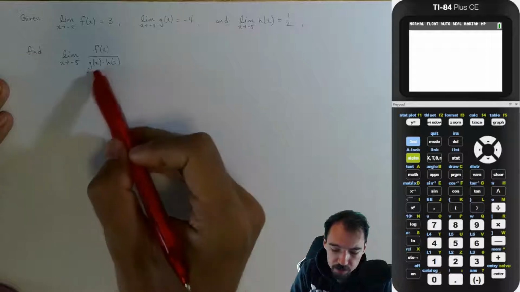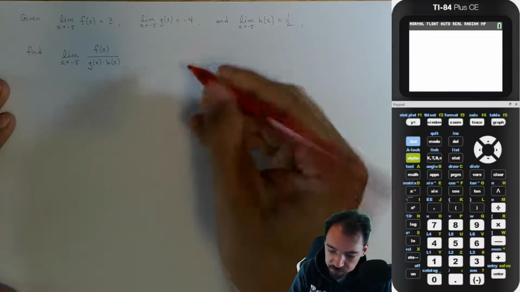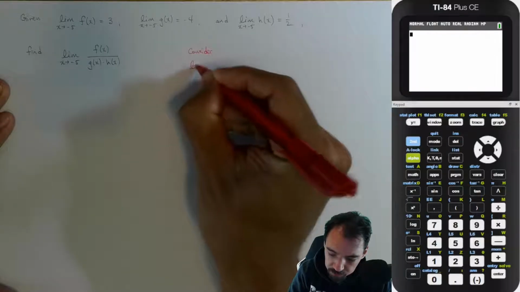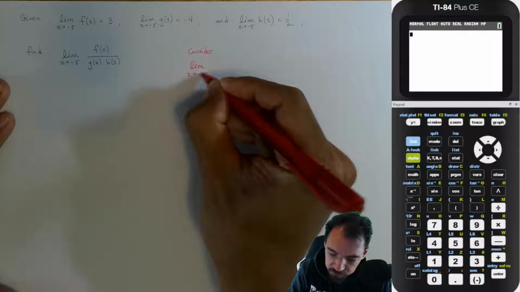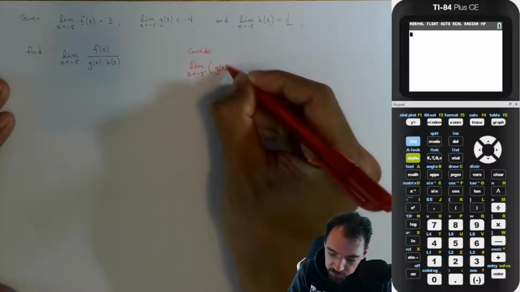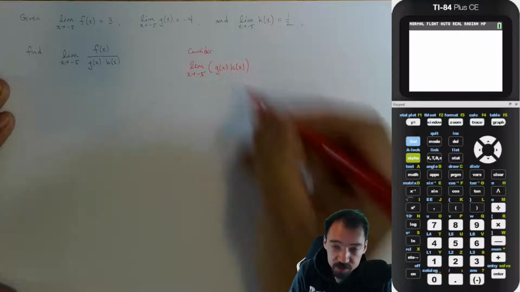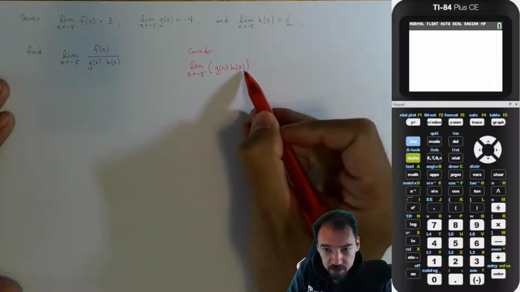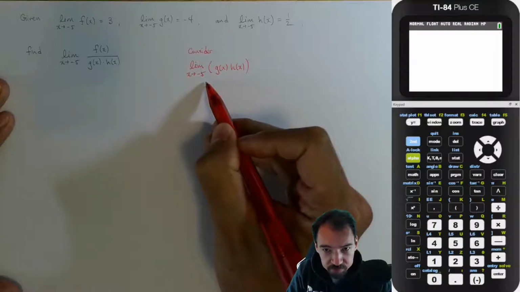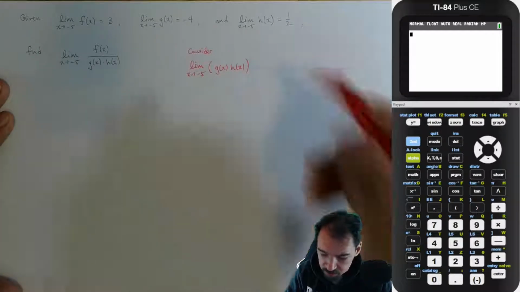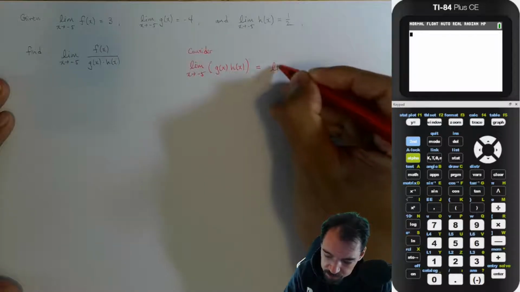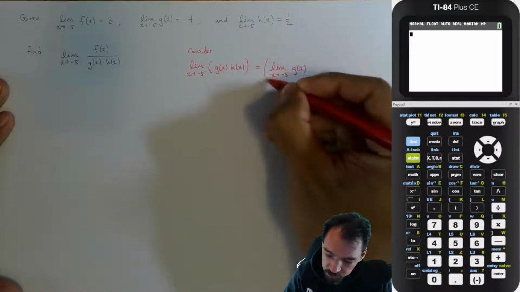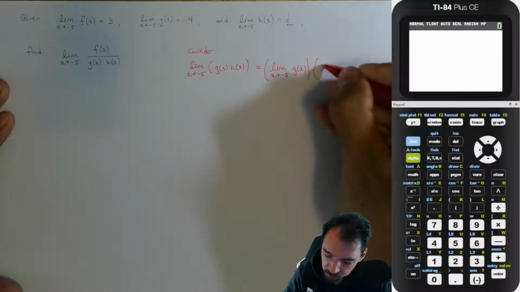because we don't want to divide by 0. So to get the limit of the denominator, I guess first we want to go over here and say, consider the limit as x approaches -5 of g of x times h of x. Now, if we know that the individual limits, both of g of x and of h of x, as x approaches -5, both exist, which we know they do, we can apply the property that says the limit of the product is equal to the product of the limits.